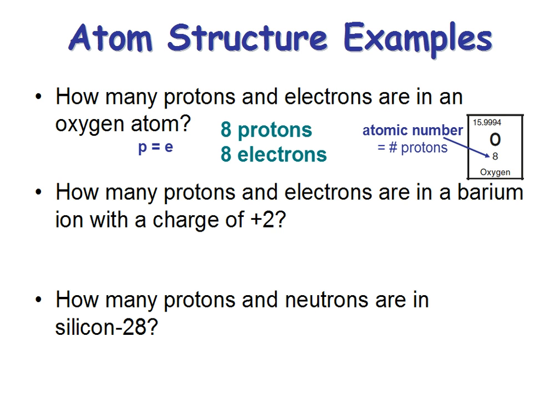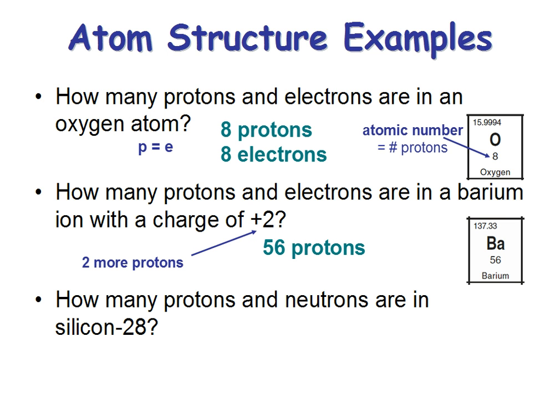In our second example, we're finding protons and electrons again, but this is with a barium ion with a charge of +2. The 56 represents again our atomic number, which will be our number of protons. Because we are a +2 ion, we have 2 more positive protons than we do electrons, so therefore our electron number has to go down by 2 to 54.